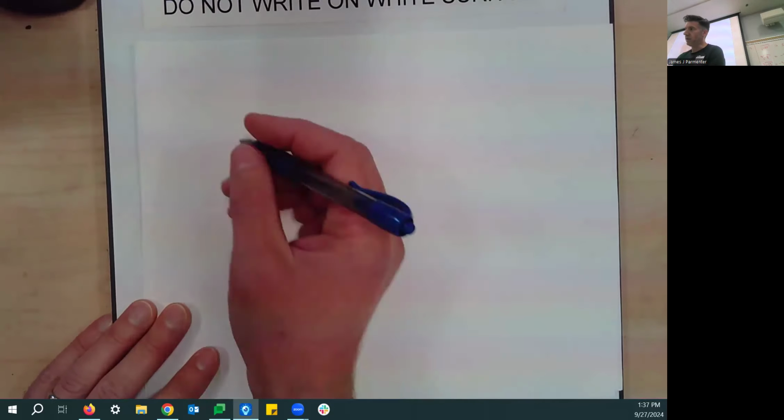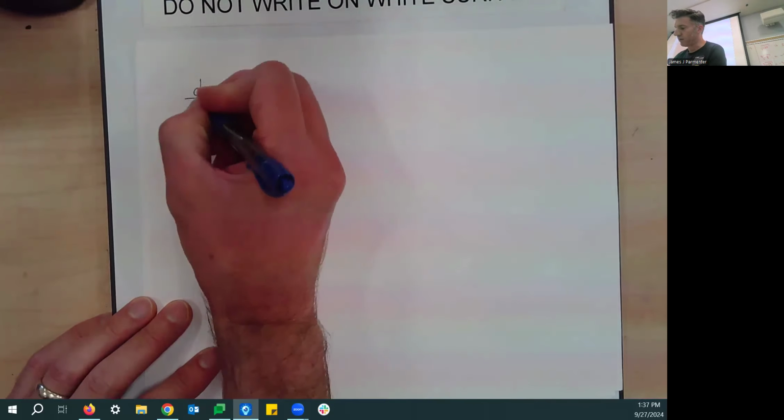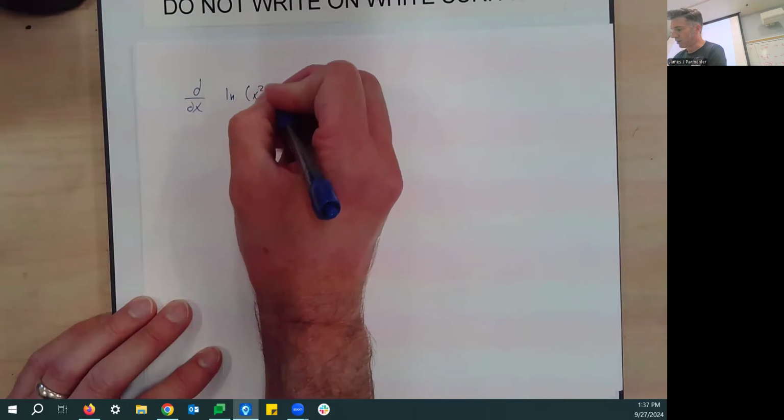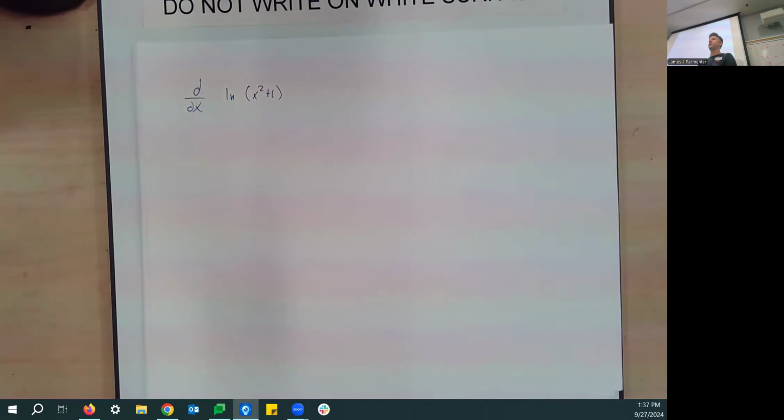So let's do the following. Let's take the derivative of the natural log of x squared plus 1. In fact, you all take the derivative of the natural log of x squared plus 1.